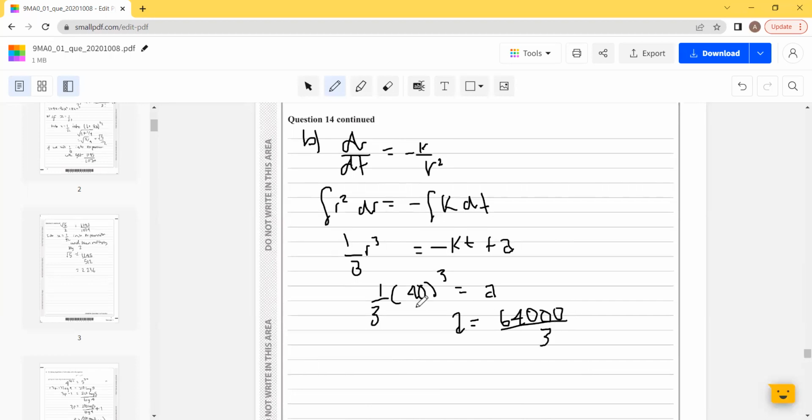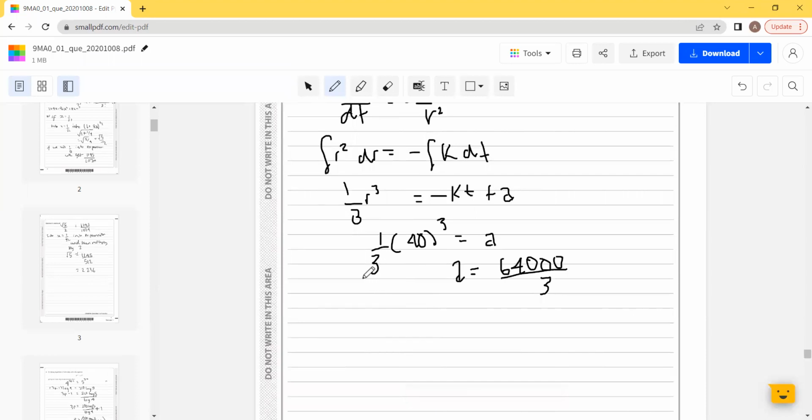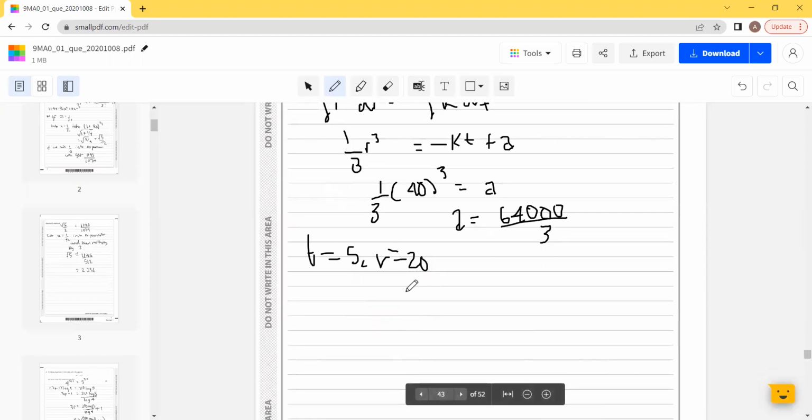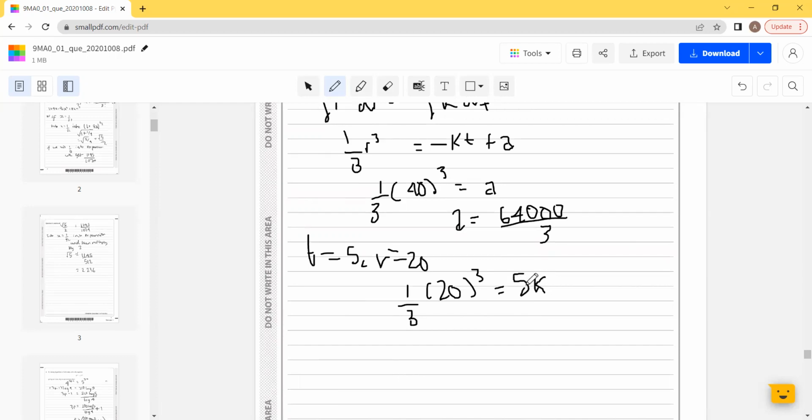Okay, and now we can figure out what the value of k is. So when t is 5, the radius is equal to 20. So 1/3 of 20 cubed is equal to, or rather, minus 5k plus 64,000 over 3.